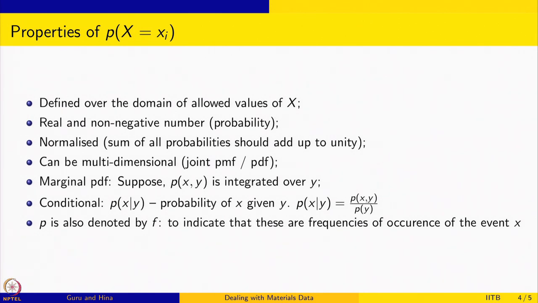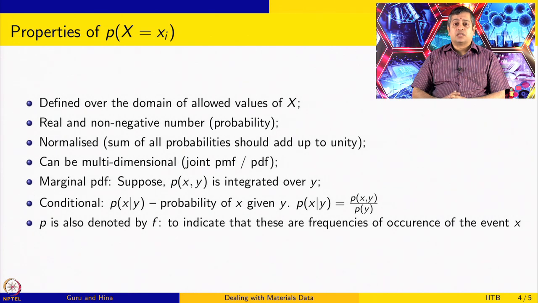Now, what are some of the properties of this probability distribution? So, they are defined over the domain of allowed values of x. Outside of this domain, typically they are assumed to be 0, and this p of x is a real and non-negative number. This is because we have already said that it is a probability. So, it has to be real, it has to be non-negative. And because it is probability, because the probability of all the events should add up to 1, it is also normalized. So, these values will lie between 0 and 1, so we will normalize it.